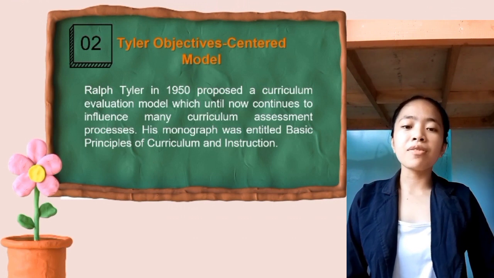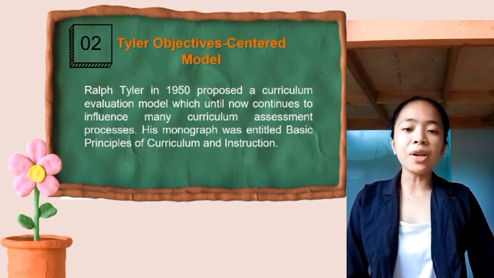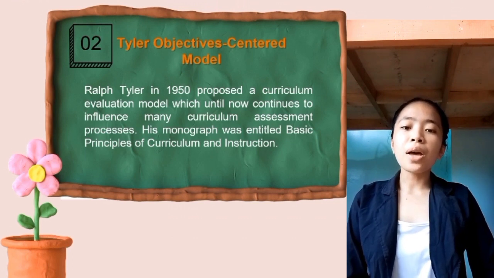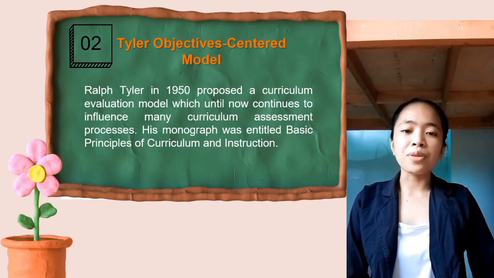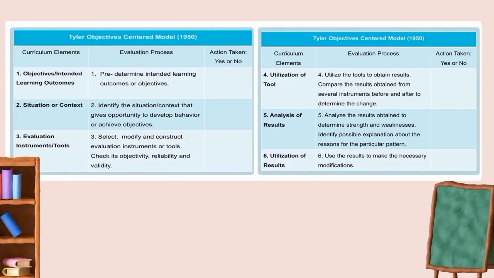So the Tyler Objective-Centered Model provides a systematic framework for curriculum evaluation by emphasizing the importance of clearly defined objectives, designing appropriate instructional experiences, and using assessment data to inform curriculum improvements. It is widely used in educational settings to ensure that curriculum design and implementation are purposeful and effective in achieving desired learning outcomes. In using Tyler's model, the following curriculum components and processes are identified in curriculum evaluation.